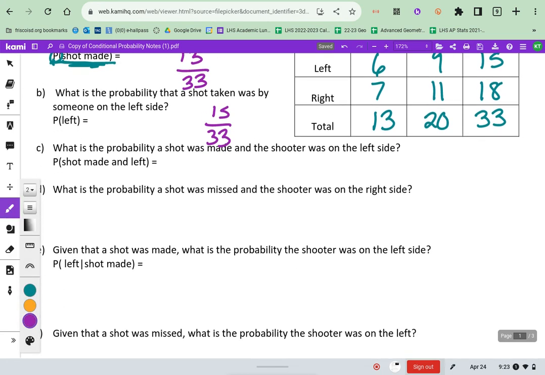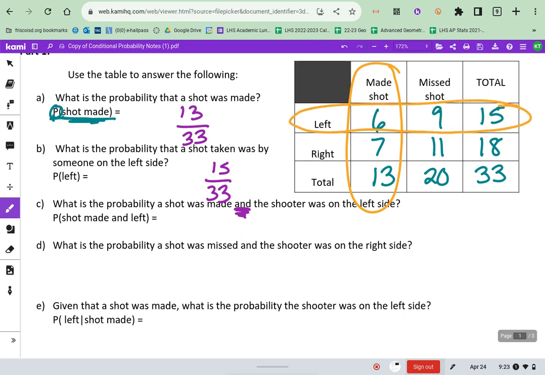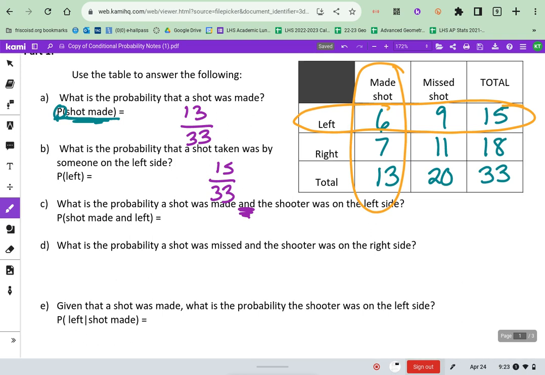Part C says, what's the probability a shot was made and the shooter was on the left side? When we see the word and, that means it needs to fulfill both conditions. So I'm going to look at the made shot column and the left side team. Where do those two overlap? They overlap right here. So 6 shots were made by the left side team, which is 6 out of 33 total shots.